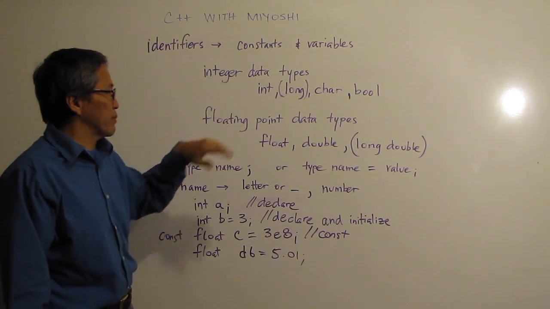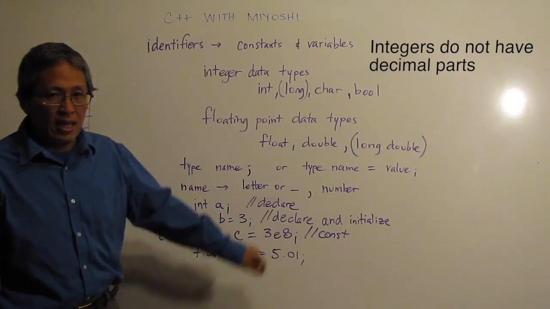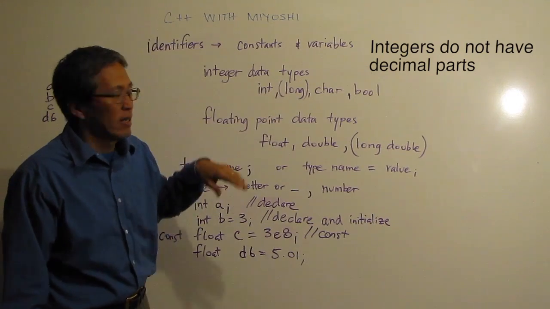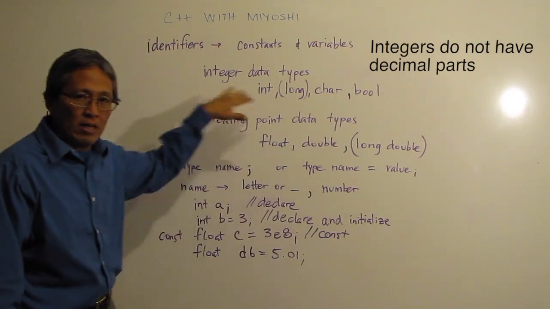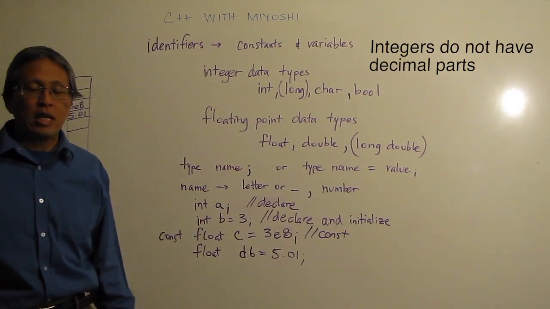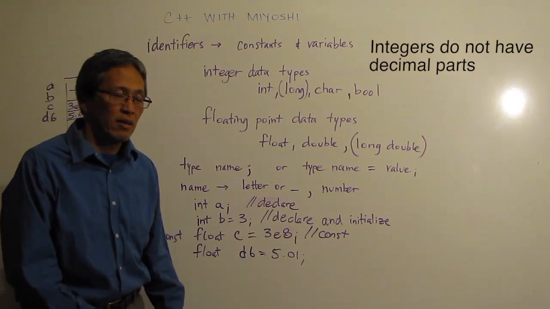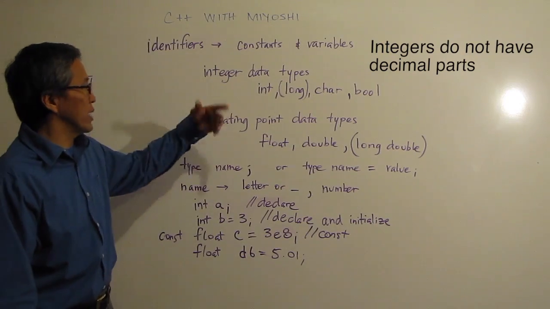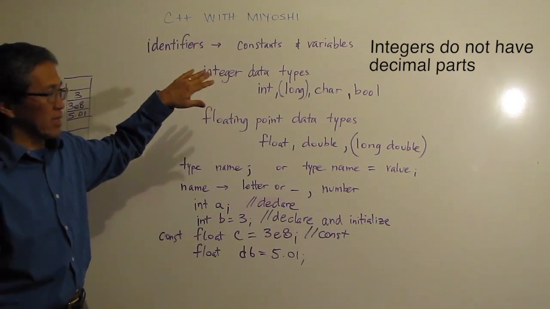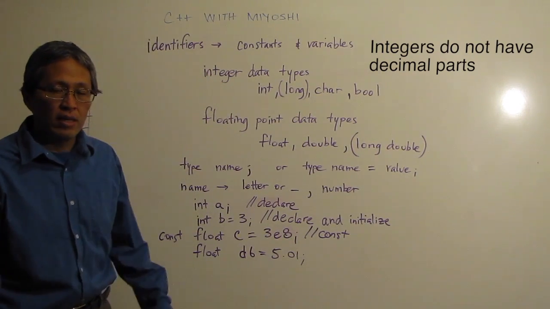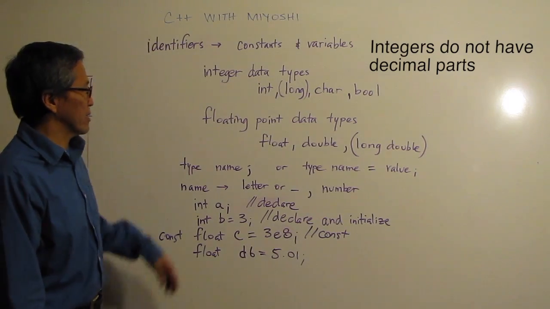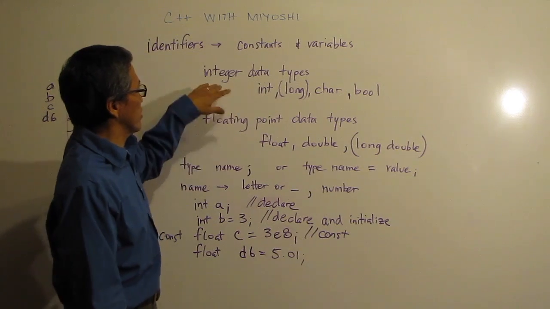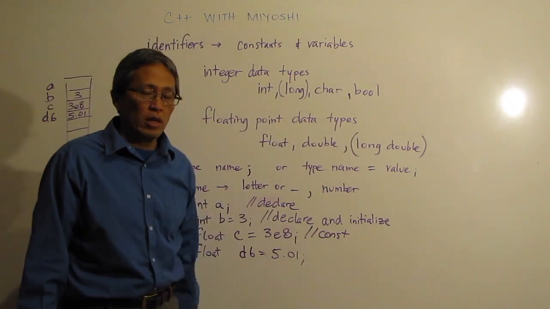The integer data types, we have int. In the old days there was a long, which was just a bigger integer. Chars and booleans. The thing about integer data types is they don't hold any decimal places. There are no fractional parts. There's not 3.14159. There's just a 3 or whatever happens to be. They are integers just like you have in your math classes.